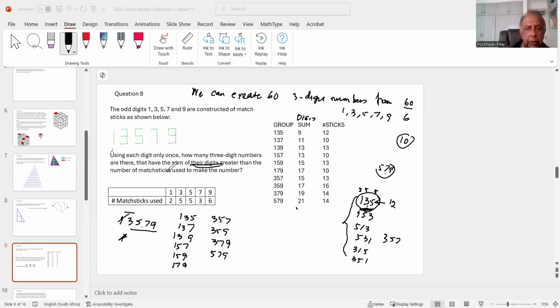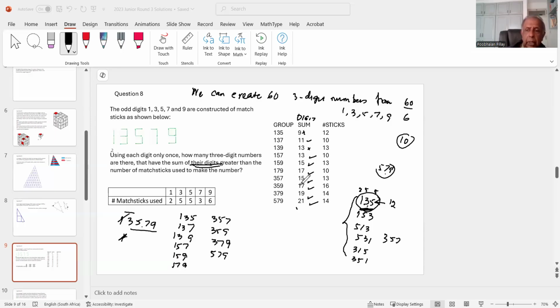Now, let's go again to this. How many 3-digit numbers are there that have the sum of the digits greater than the number of matchsticks used to make the number? Now, I see here that this doesn't work. The sum is not greater than that. But this sum, it works. This one doesn't work because 13 is not greater than 13. This works, this works, this works, this works, this works, this works, this works. All these sums of the digits are greater than the matchsticks used.